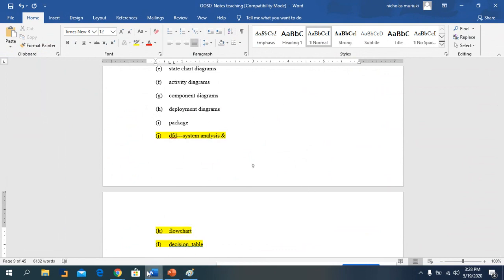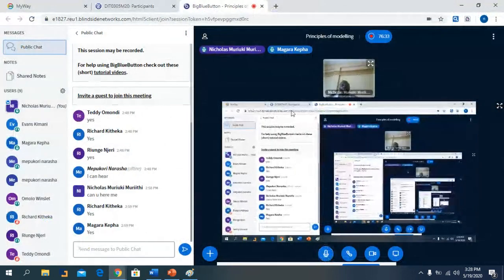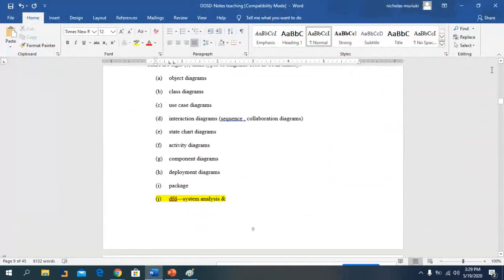Is that clear? Kefa? Yes. So the moment you'll be doing your project, don't hesitate to use any. You can use data flow diagrams. You can still use flowchart diagrams, but I would suggest for now, because you'll be able to understand these diagrams that you'll be looking at here, I would suggest you use those diagrams, because each and every diagram that we have here has its own purpose.